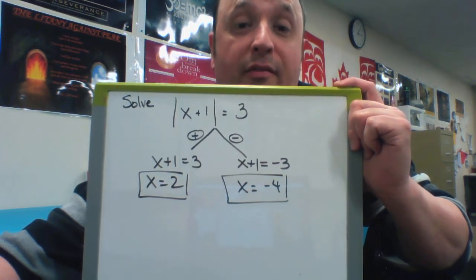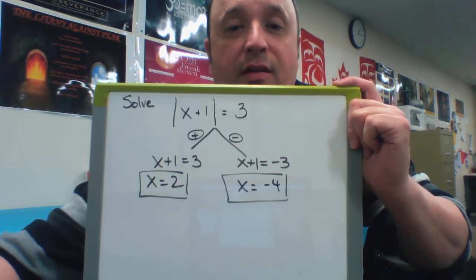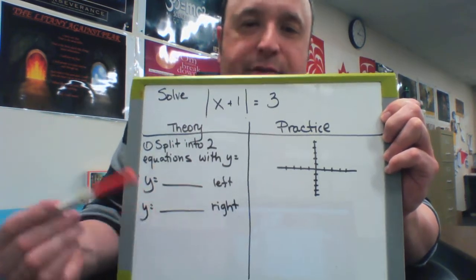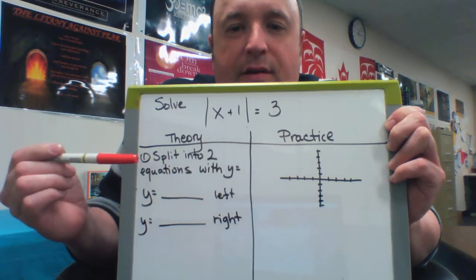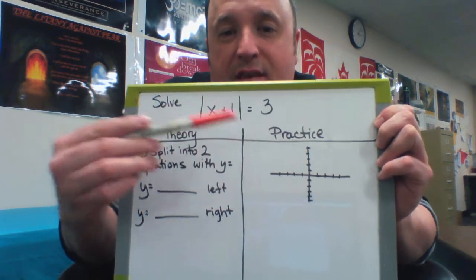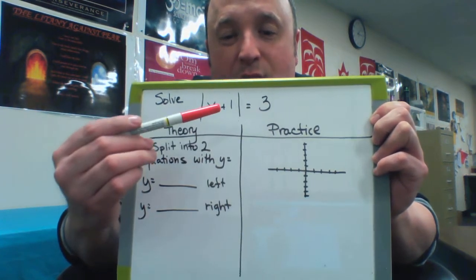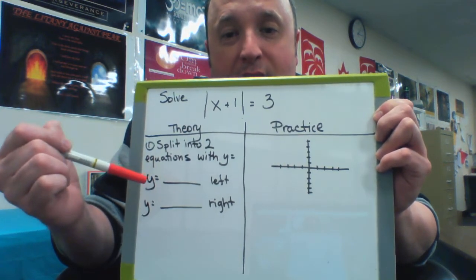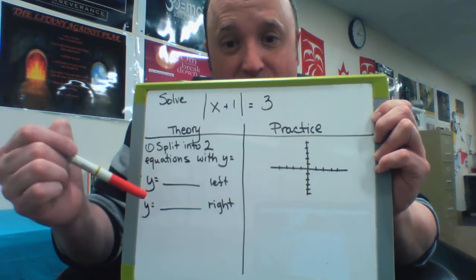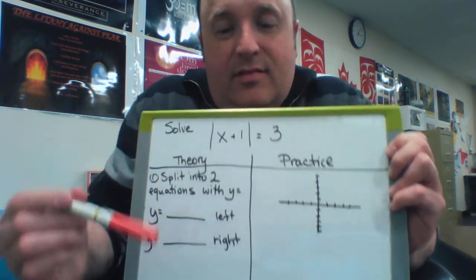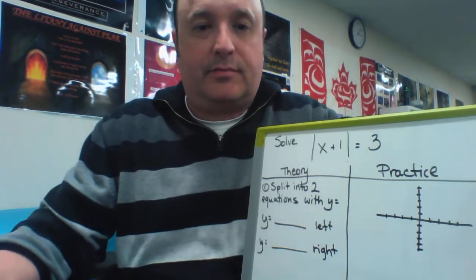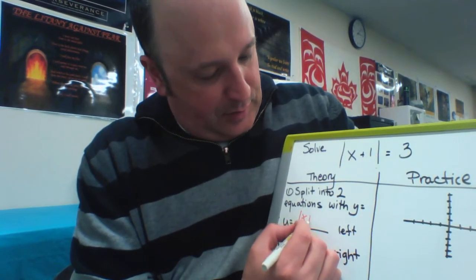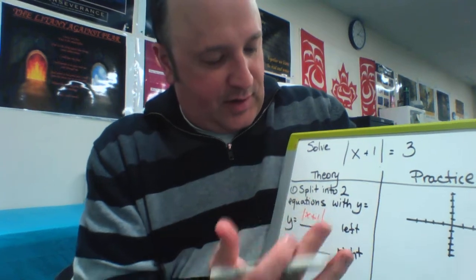So let's do it by graphing. We know what our answers are, 2 and -4. Okay, so here's the t-chart. So set a t-chart. We want to split this into two separate equations, one for the left side and one for the right side. So I have y equals that, and then I have y equals that. Okay, let's have a look. So y equals the left side, so absolute value of x plus 1. That has a vertex and all that.